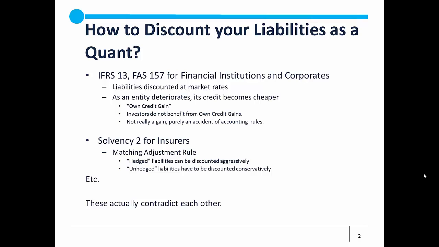So the focus of this presentation is purely how can we find some universally good way to discount liabilities. In other words, if we looked at this as a quant who just landed on this planet from Mars, and we asked ourselves what was the best way to treat liabilities, what would we come up with?